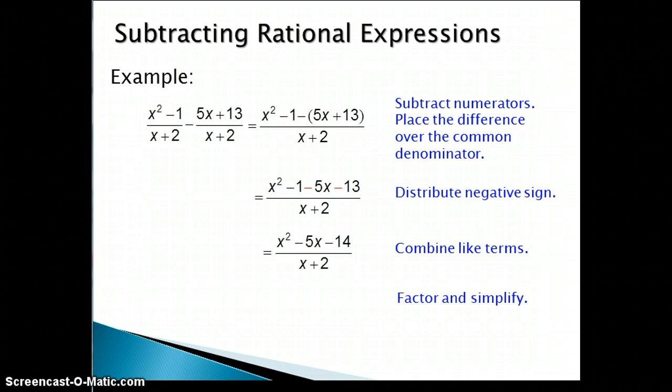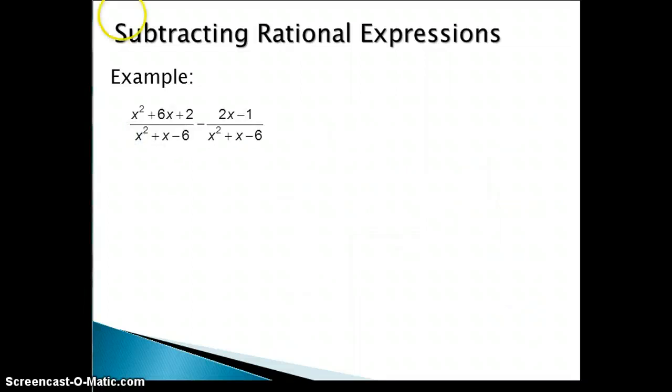And now we factor and simplify, and the numerator does factor into x minus 7 times x plus 2. And notice that we have common factors of x plus 2 that can cancel, which leaves us with x minus 7. Let's look at another example.